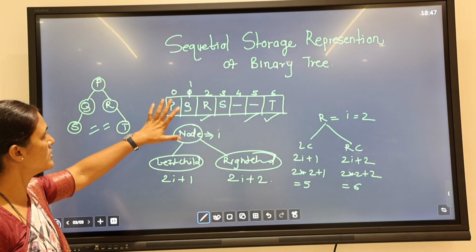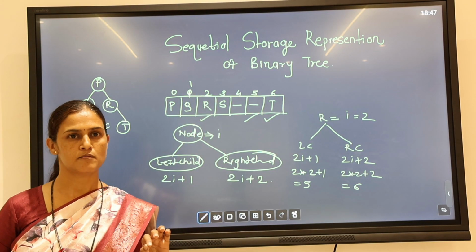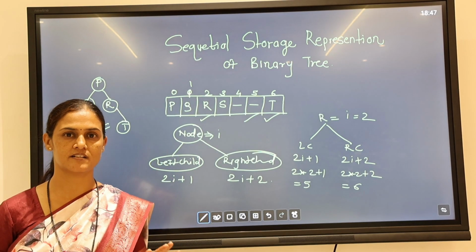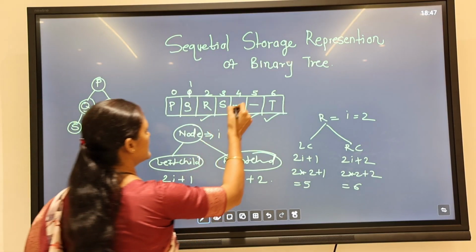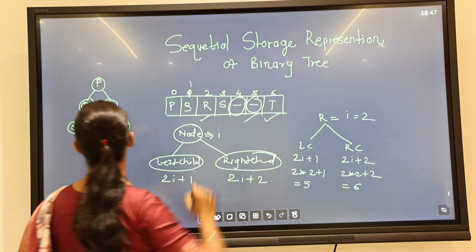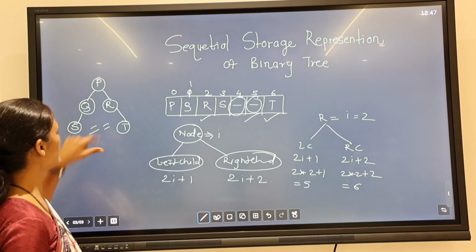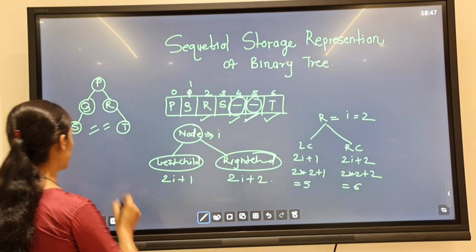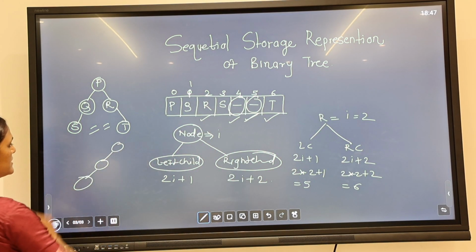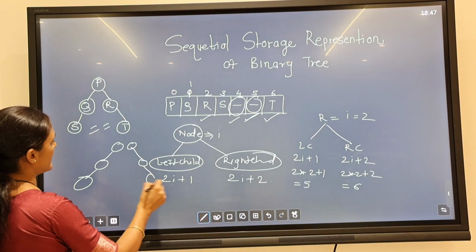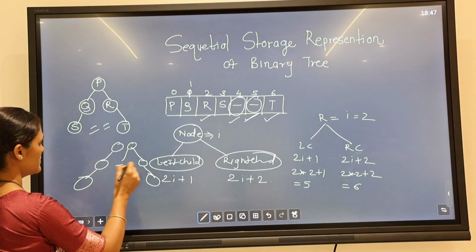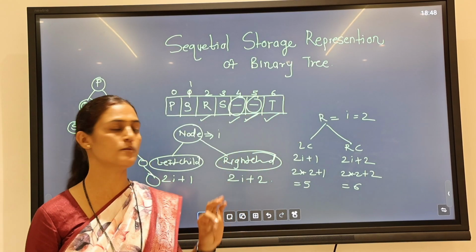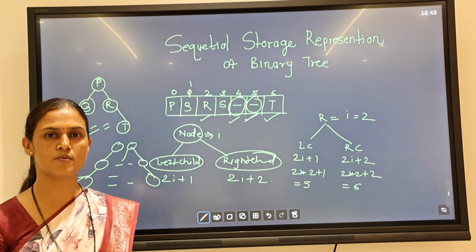In this way we can draw the sequential storage representation of the binary tree. But we can observe one disadvantage: if the children are not present, then that memory is unnecessarily wasted. See here, Q has no right child and R has no left child. Still we reserve the space for those nodes. So if the tree is left skewed or right skewed, in that case most of the space is unnecessarily reserved for the nodes which are not present in the tree. That is one of the disadvantages of sequential storage representation of a binary tree.